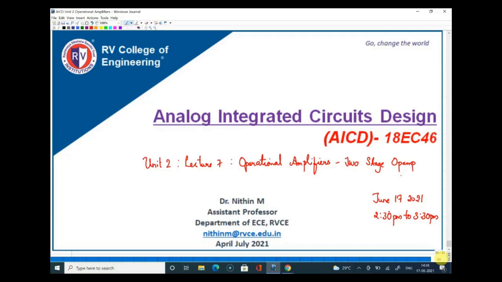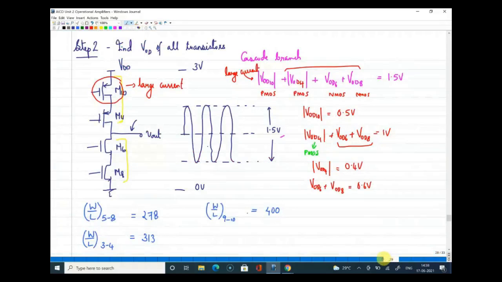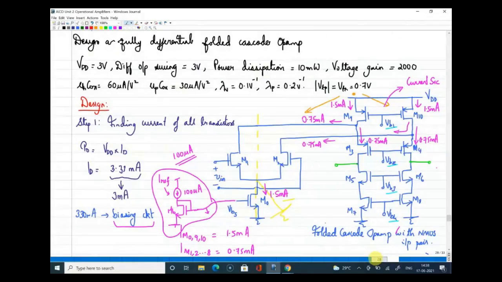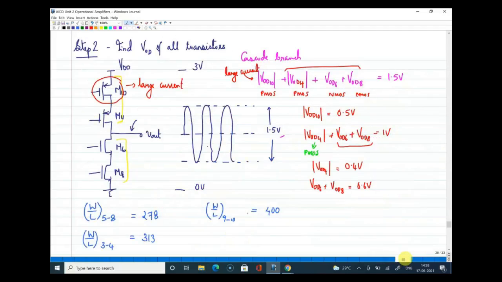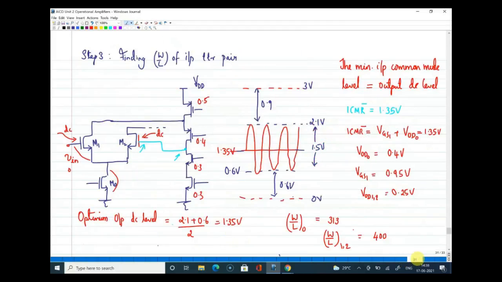But before starting with two-stage op-amp, let us quickly see what we did yesterday. We started with the design of folded cascode op-amp, and we saw how we can design it by allocating current first. Later we assign the overdrive voltage, and with that we obtain the size of the transistors. And to find the size of the input transistor, we obtained the optimum output DC level.